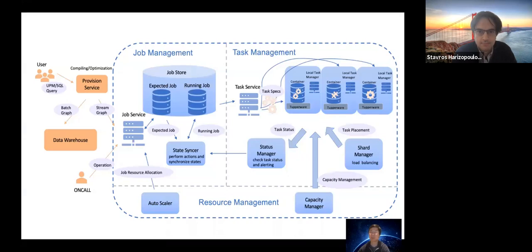Now, let's take a look at the high-level diagram of Turbine. At a high level, there are three big components here: job management, task management, and resource management. Job management stores the job information. When a user authors a query, the resulting job information will be stored in the job store. Job management also handles complex job updates. We'll talk about the details here a little bit later.